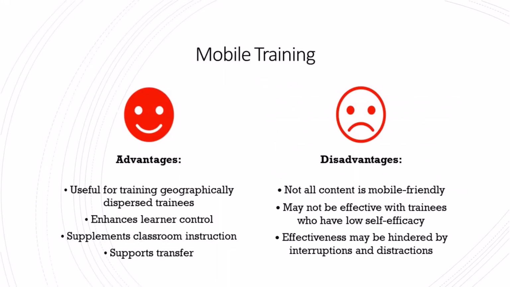Like the previous two methods, mobile learning is useful for trainees who are at various physical locations. They can access training while traveling or talking with a customer. It also provides a great deal of control for them, as they can access it at any time using technology of their choice, and they can learn at their own pace.